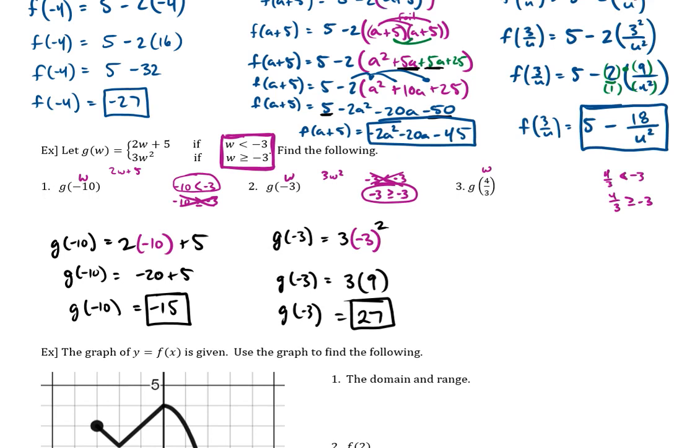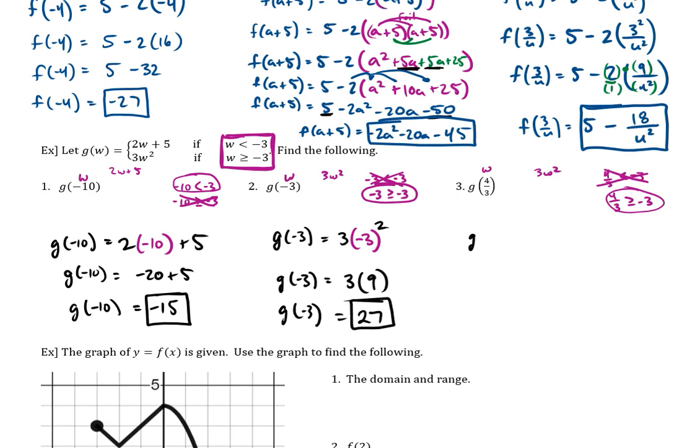Well, 4/3 is definitely not less than negative 3. Positive numbers are not less than negative numbers. But this is true: 4/3 is greater than negative 3. Yeah, that's true. Positive numbers are greater than negative numbers. So that means, again, I'm using the 3w squared piece. I'm just matching my inequality with the respective piece there for the evaluation.